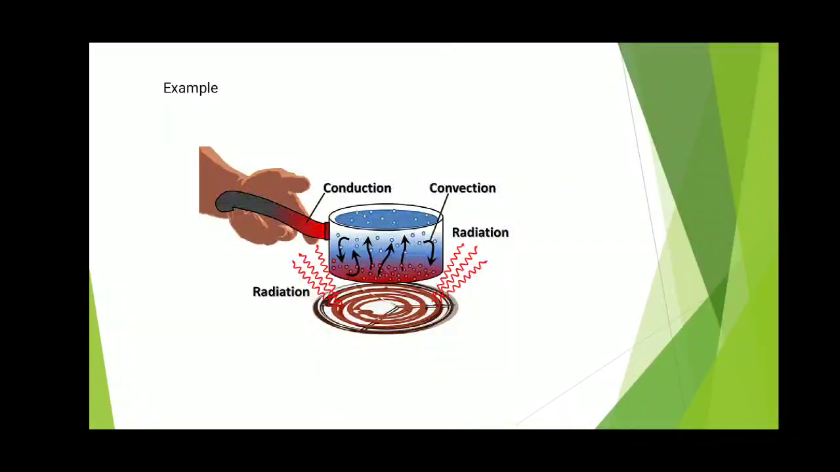Now, this is a simple example of a man boiling water on an induction or a hot plate, where we can see all three methods of heat transfer at once, where conduction is taking place through the handle of the vessel, while convection is taking place through the boiling water, and radiation is taking place through the hot plate or the induction.